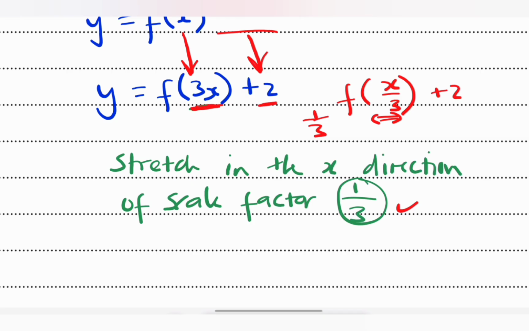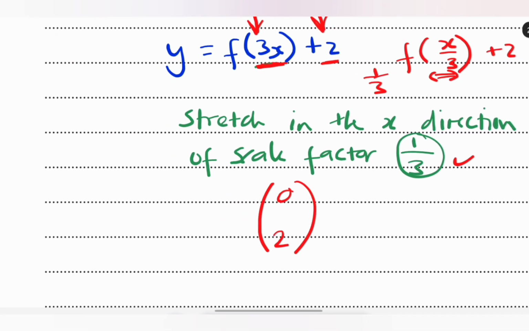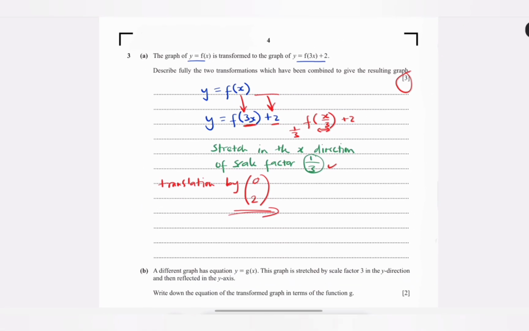Now this part is a translation in the y direction of 2 units up, which we can also write as a vector (0, 2). So with this vector, we just write translation by this, and we're done. But if you also want, you can write it is a vertical translation of 2 units upwards, and you get your 3 marks for 3 part A.